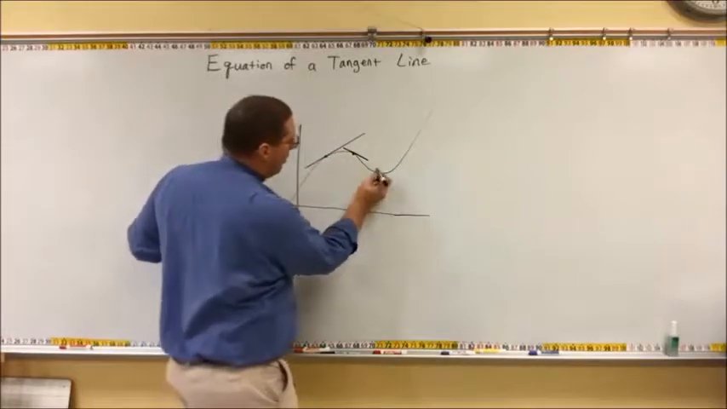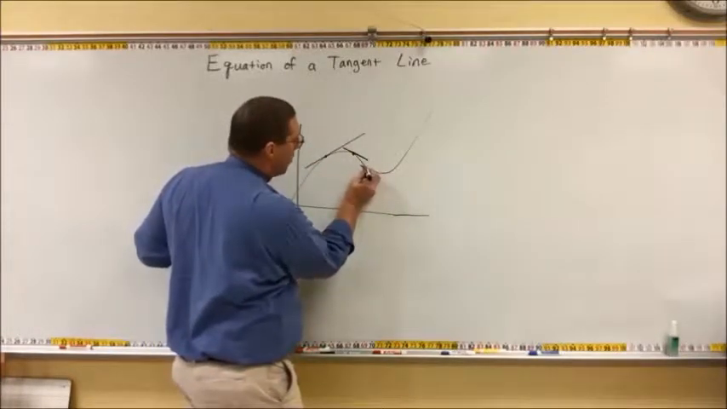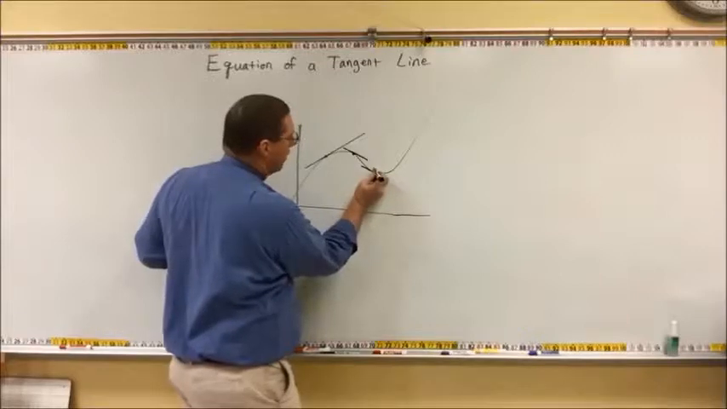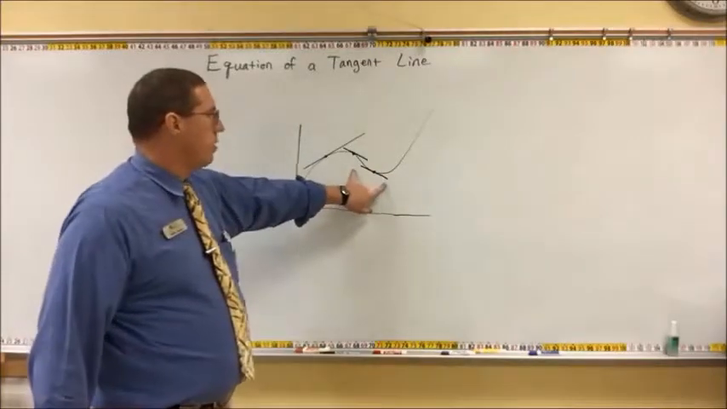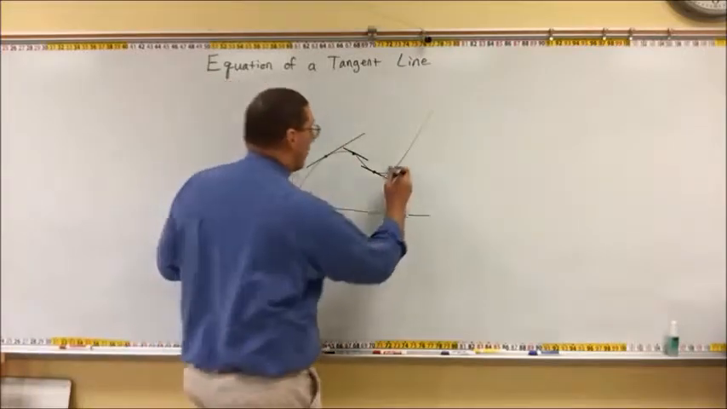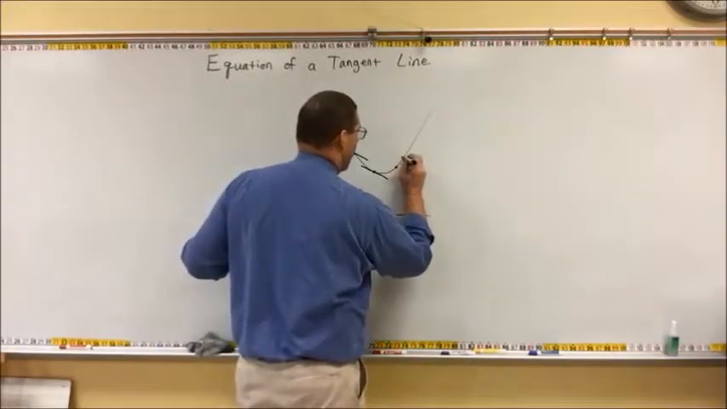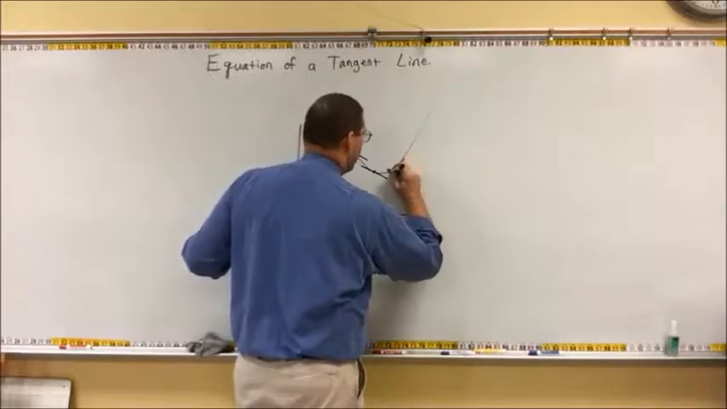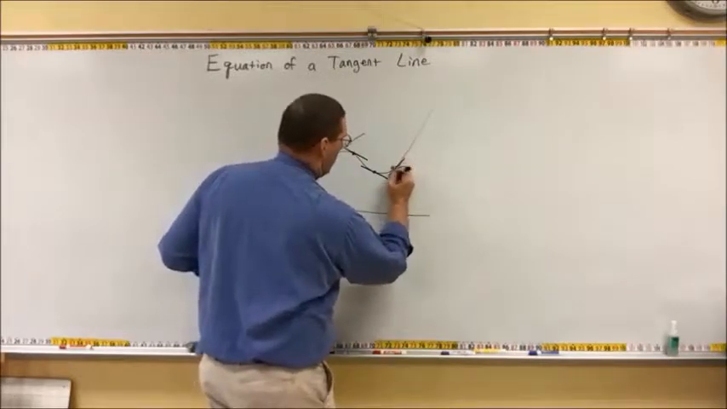and when you come down here, it'll actually go underneath, because when you have a concave up curve, the tangent line is underneath. When you have a concave down curve, the tangent line is on top. Okay? And so we'll come over here and draw another one. It barely touches in one place.